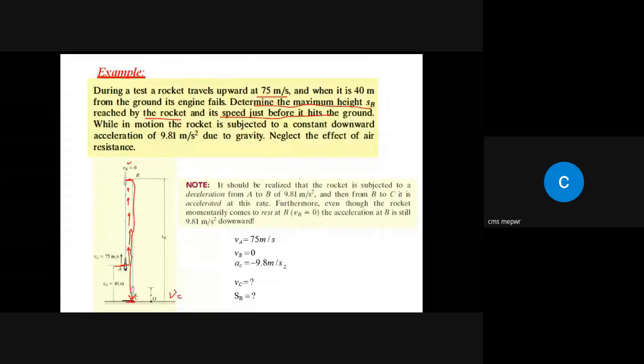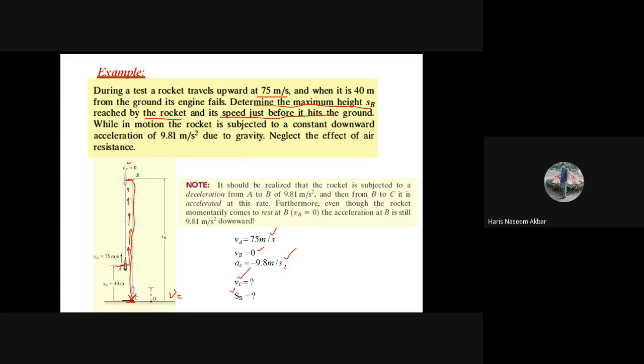So what we need to do is find out the height SB, and we need to find out the velocity VC. And what we are given: VA is equal to 75 meter per second, VB is equal to 0, and acceleration due to gravity is basically minus 9.81 meter per second square, right?